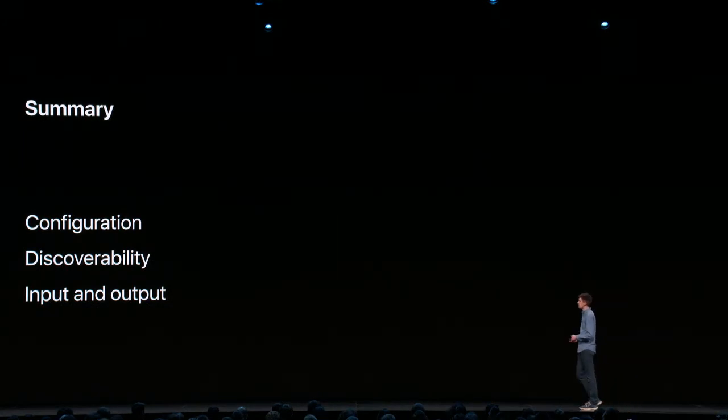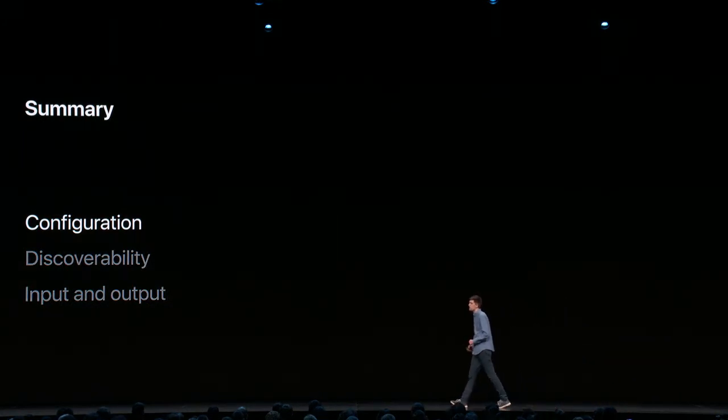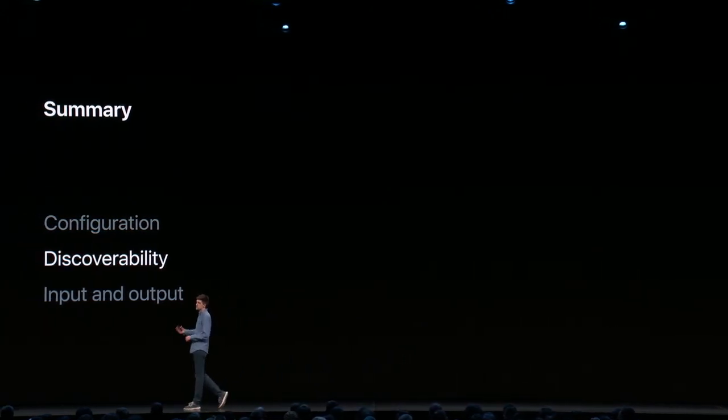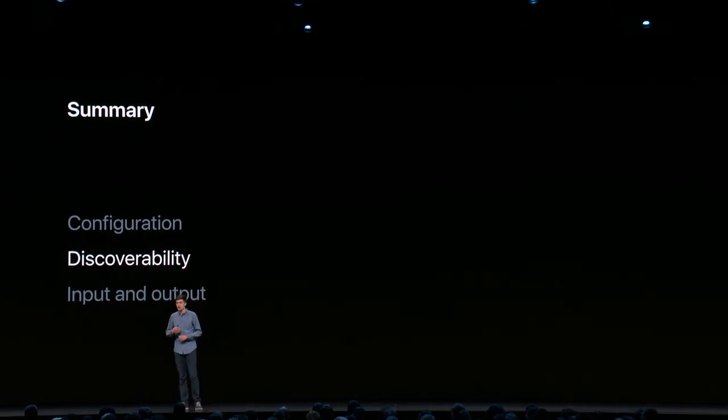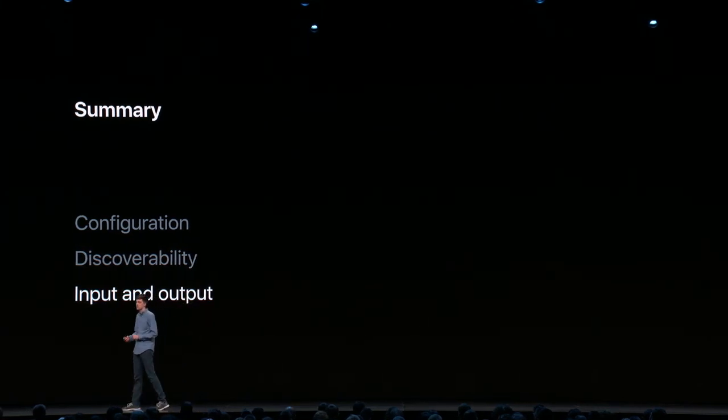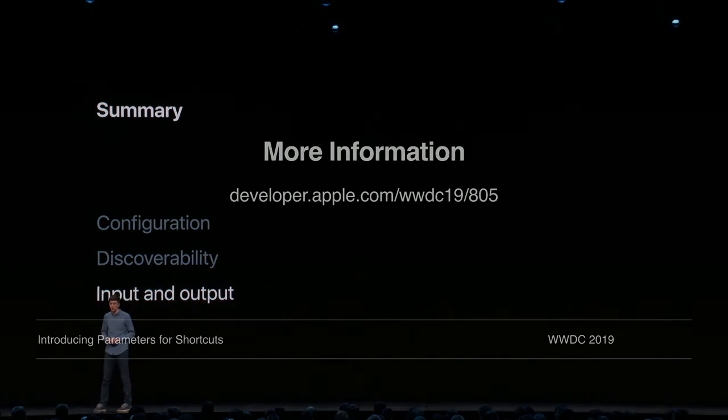So let's take a look at the things that we covered today. First, we walked through the components of a shortcuts action and how users can configure one. Next, we looked at the various ways that users can discover your actions. And we started inside of your app using the Add to Siri experience. And next, we walked through the gallery and the editor inside of the Shortcuts app and talked about how to make your actions discoverable there as well. And finally, we explored how to make your actions work great together, taking input and producing output.